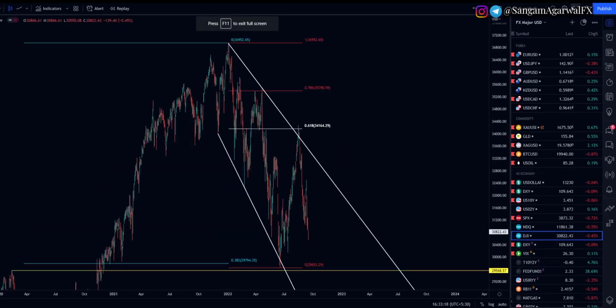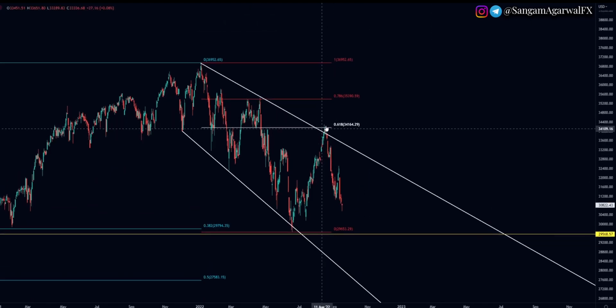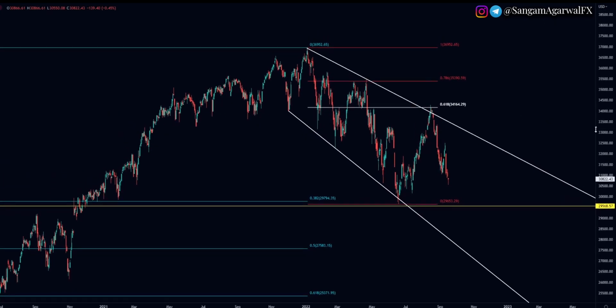And same with Dow Jones, it made a fake breakout of the upper trend line, but it made a perfect 61% retracement, and now it is back to the downside. Since it has retraced more than 61%, bearish sentiment has increased, and it is already confirmed by fundamentals like the Jackson Hole meeting and CPI last week.